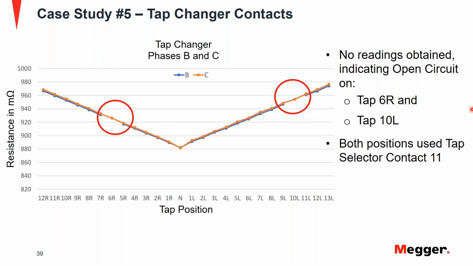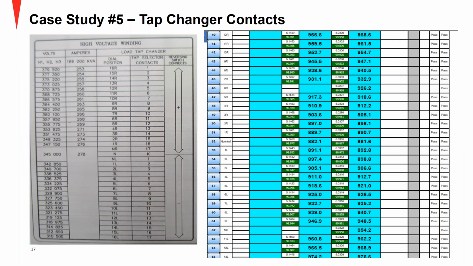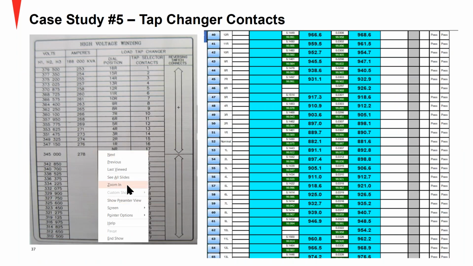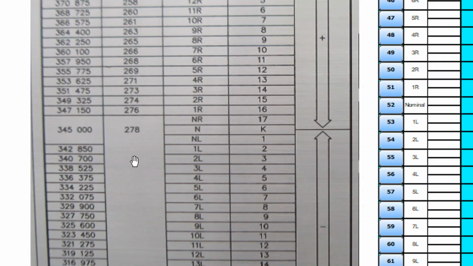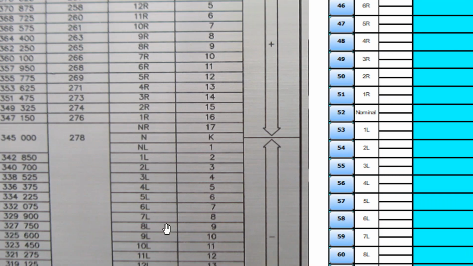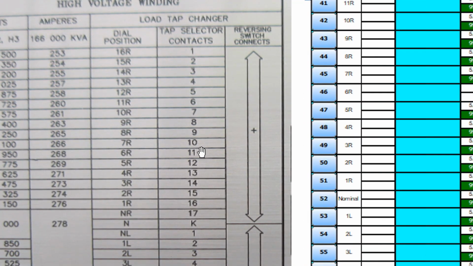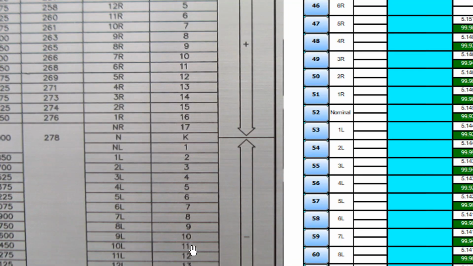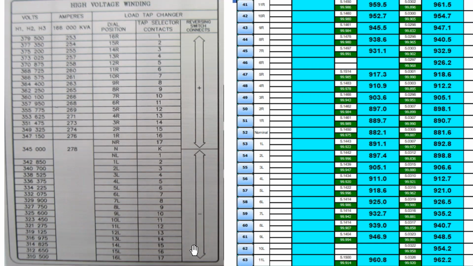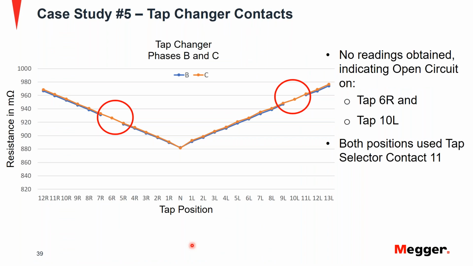And if you look at a couple of slides ago, if you look at the nameplate, and I'm going to zoom in real quick again. So we had issues with the 6 raise and the 10 lower position. So if you look at the tap selector contacts here, for 6 raise, you had used the tap selector contact 11. And for the 10 lower, it was the same tap selector contact at 11 as well. So now let's look at the data with this additional information. We see that both positions use tap selector contact 11.